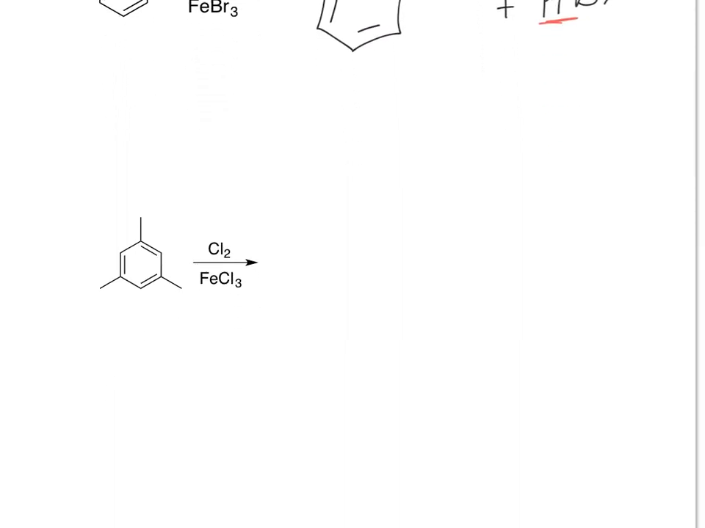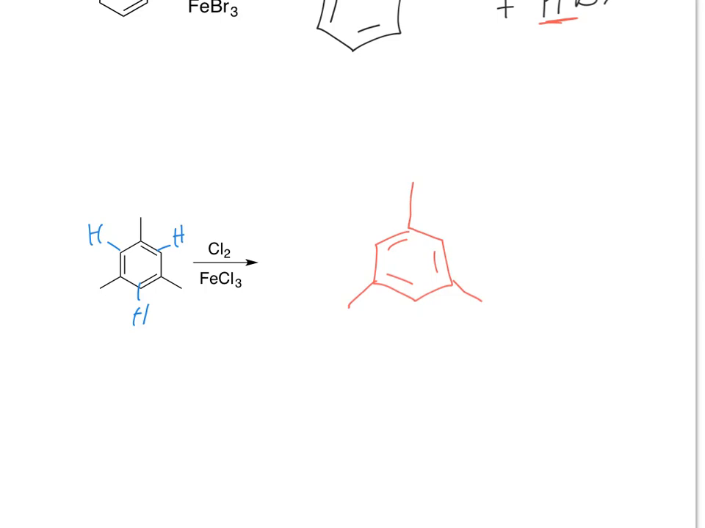Alright, let's try another one. So on the bottom one, same idea. We're going to just redraw the benzene ring the way it is. And in this case, we actually have 3 carbon groups coming off. And so if you remember, we just said that it has to replace a hydrogen. So the only places we have hydrogens are in these 3 carbons. And so we're going to replace one of those 3.